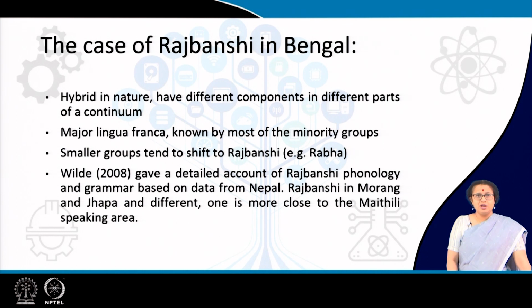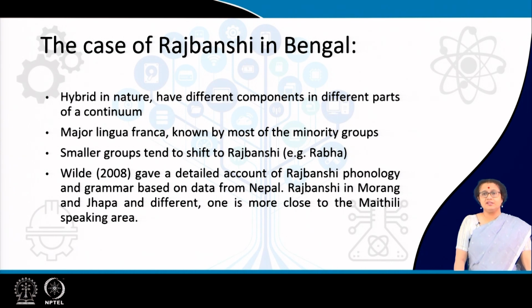So, I will talk about the language called Rajbongshi that I have already mentioned to you before. It is spoken in northern part of Bengal as I have told you, and also Assam, Meghalaya, Bihar, Nepal and Bangladesh. So, I primarily work on this language. So, I thought I will share my experience of analysis with you. So, it is actually a hybrid language. You can say that it is hybrid in nature.